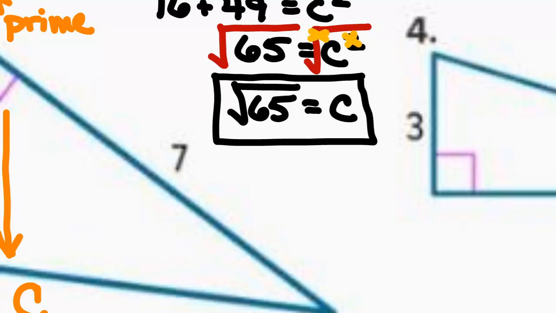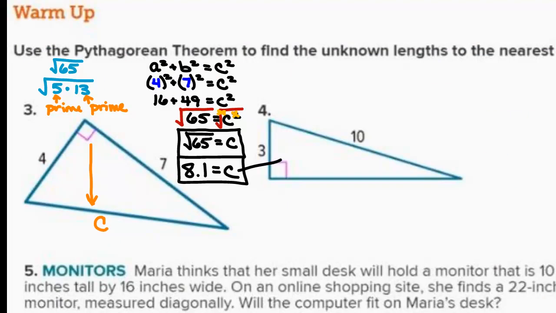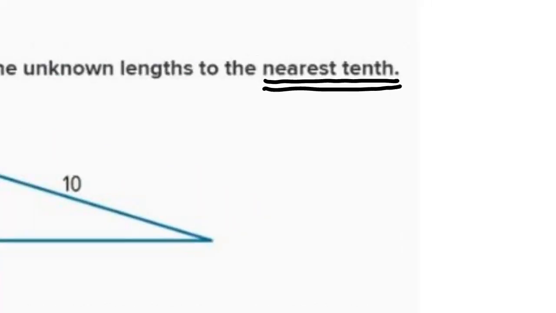What would that be in decimal form? 8.1 if we round to just one decimal place. Absolutely correct. And that is what our directions asked us to do. Over here on the directions where it said round to the nearest tenth, that is 1 decimal place.